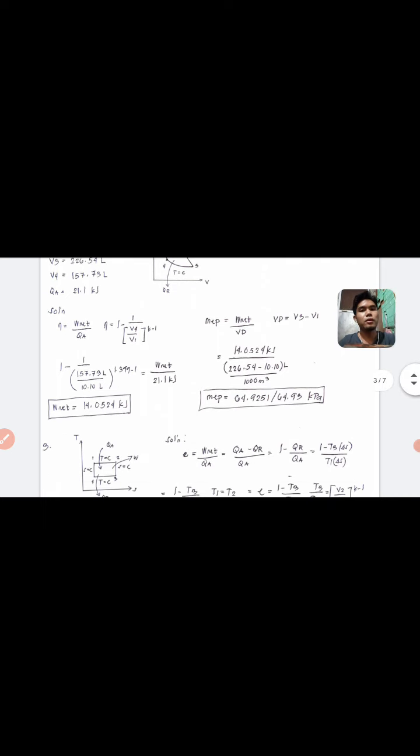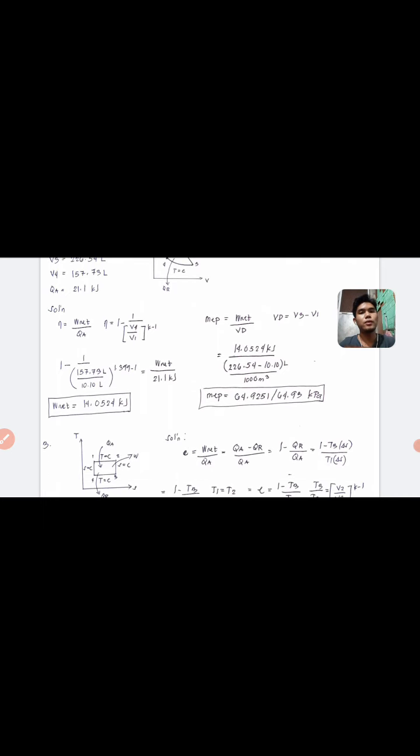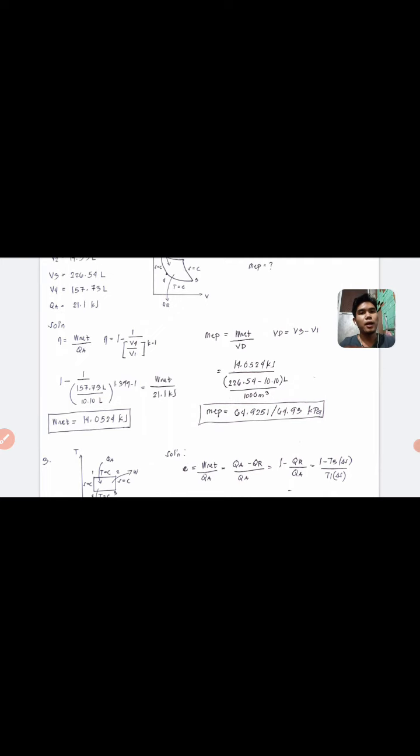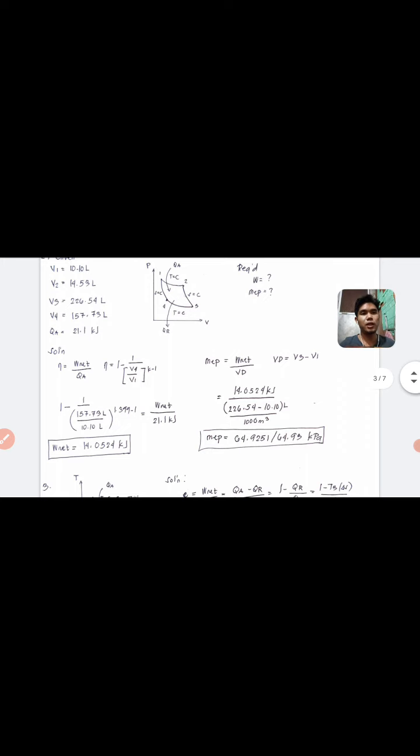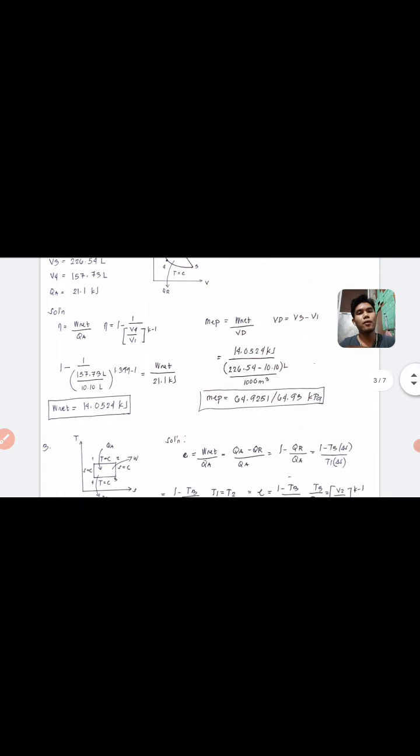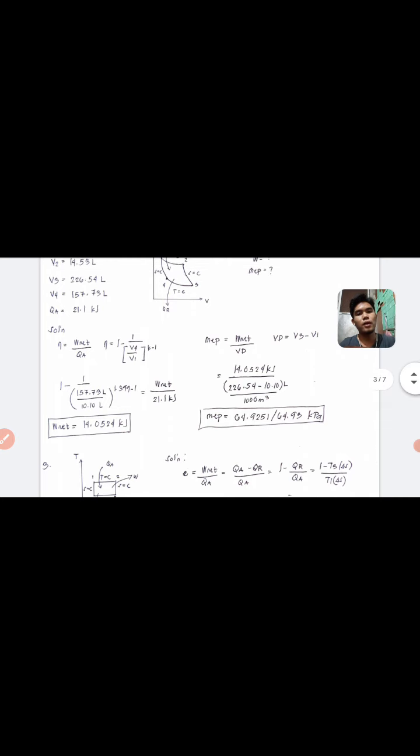So now let's substitute the value: the value of V4, V1, and the K. Since it is nitrogen, the properties of nitrogen, its K is close to the air, so it is equivalent to 1.399. So solving for the work net, efficiency is equal to work net over QA. Using the shift solve in calculator, our work net now is equal to 14.0524 kilojoule.